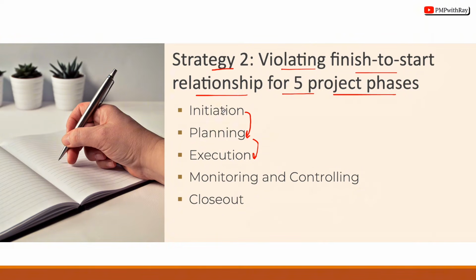So you have to have initiation first, and when your project charter, let's say, gets signed off, the project moves from initiation to planning. Not before that. Similarly, once you have done all your planning activities, then only as per PMPwithRay you can move on to execution. Now, at least when you have started the execution, you can start monitoring and controlling.